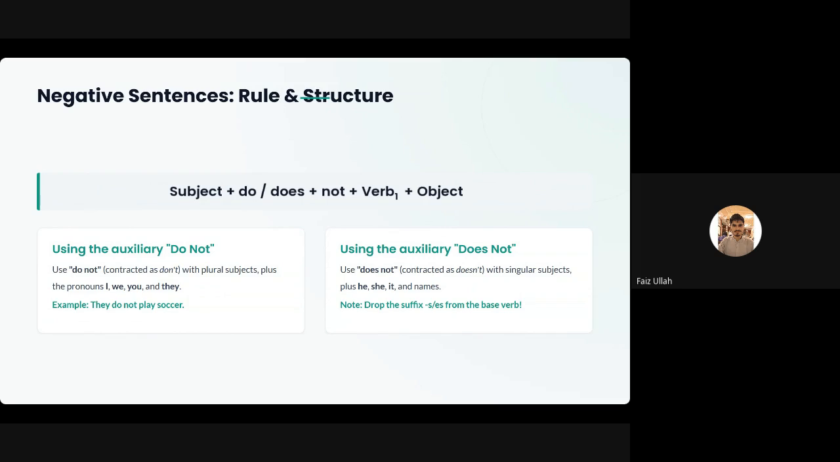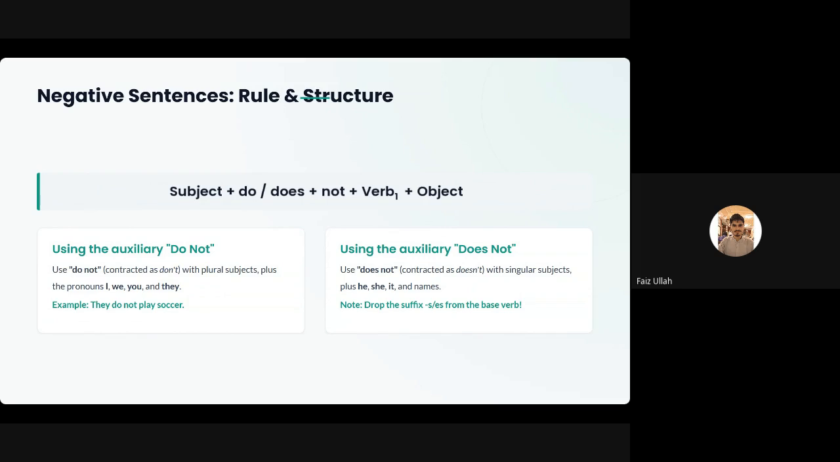There is only one thing that you need to keep in mind: do not is used with I, we, you, they, and plural. I'm repeating. Do not is used with I, we, you, they, and plural. And does not is used with he, she, it, and singular. I'm repeating. Everyone listen carefully. With he, she, it, and singular, we use does not and the first form of the verb. Okay. The structure is fine.